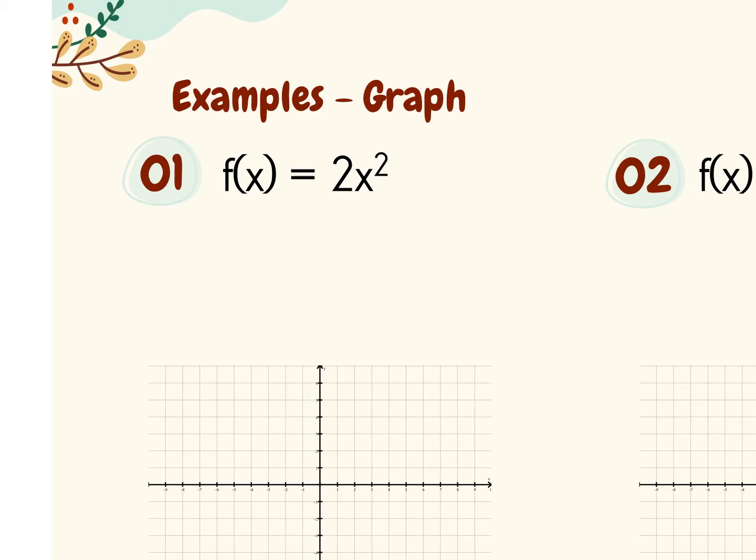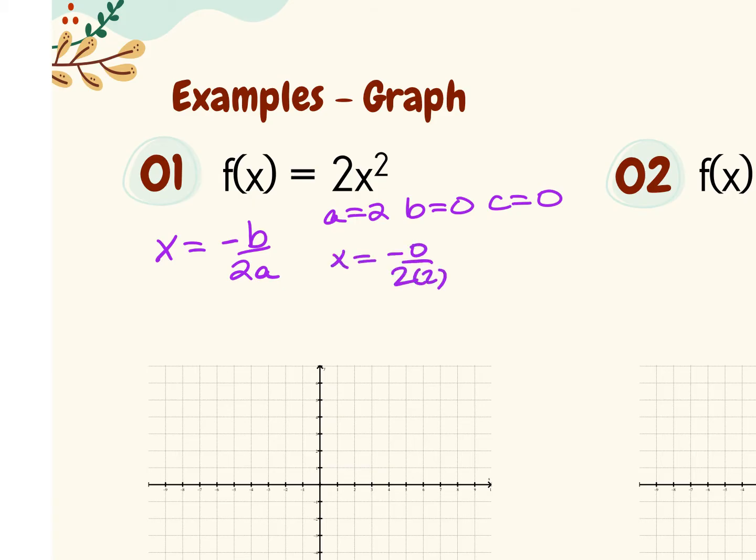So the first thing we're going to do is find the vertex by using x is equal to negative b over 2 times a. Now this is in quadratic form. My a value is 2. I do not have an x term, so b is 0. And c, there's no constant, so it's also 0. When I plug it into the formula, I get negative 0 over 2 times 2. 0 divided by anything is 0. So here, my vertex is x equals 0.